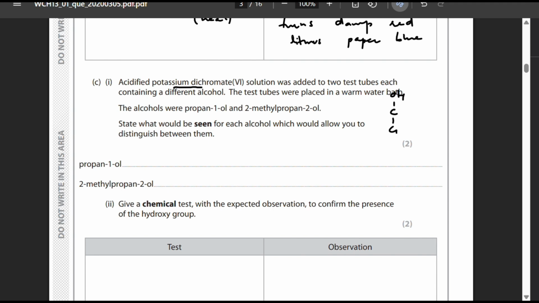2-methylpropan-2-ol, so you can see this is a tertiary alcohol. So what will happen when you add potassium dichromate? It will turn green in the presence of the primary alcohol, and there will be no change with 2-methylpropan-2-ol.